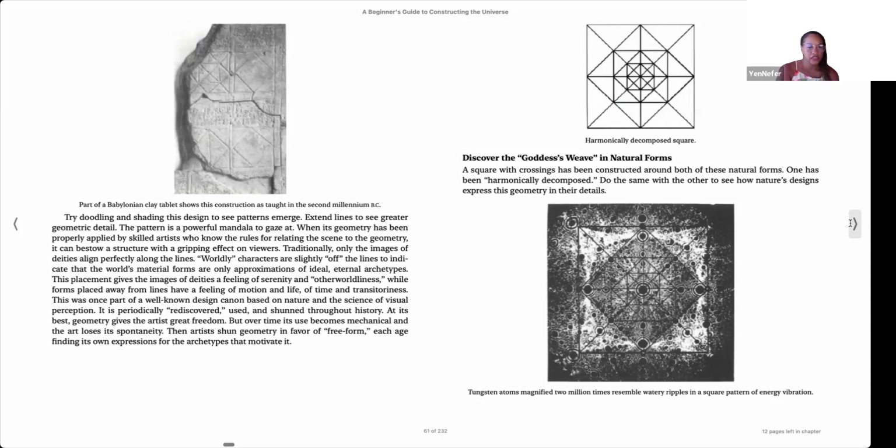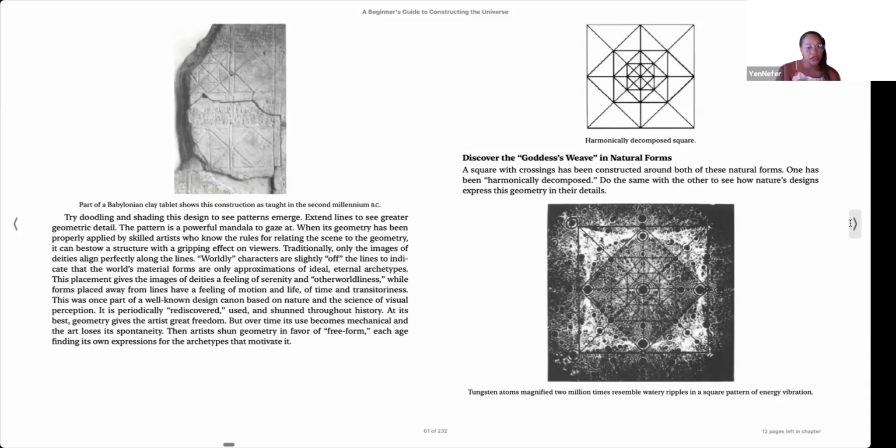Traditionally, only the images of deities align perfectly along the lines. Worldly characters are slightly off the lines to indicate that the world's material forms are only approximations of ideal, eternal archetypes. This placement gives the images of deities a feeling of serenity and otherworldliness, while forms placed away from lines have a feeling of motion and life, of time and transitoriness. This was once part of a well-known design canon based on nature and the science of visual perception.